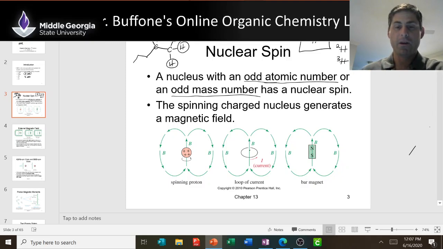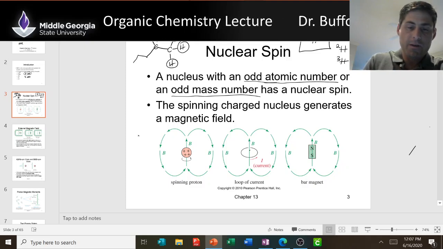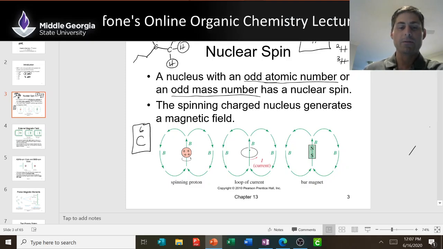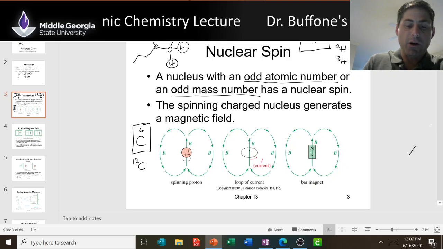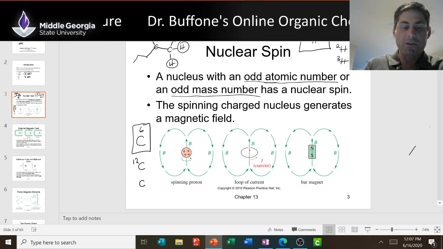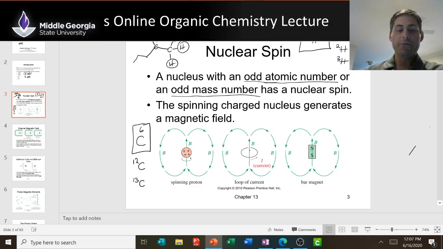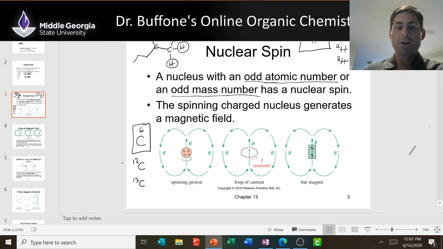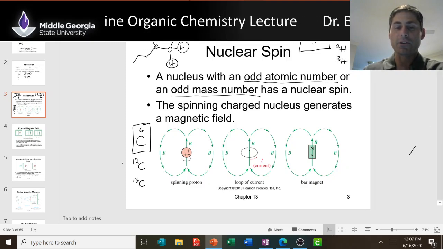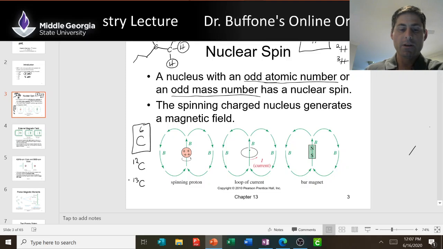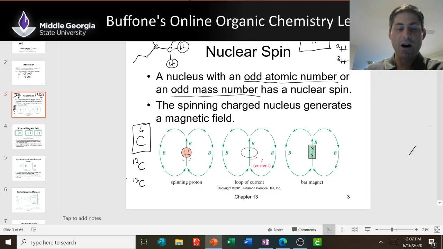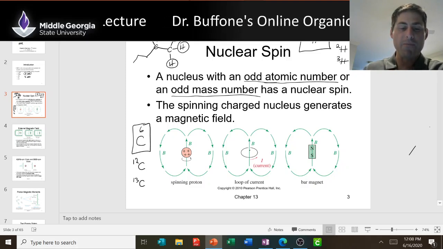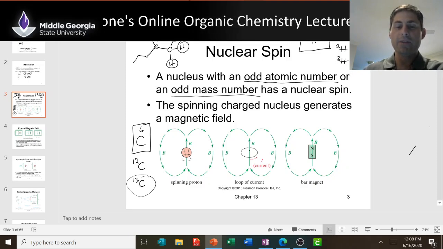If you look at carbon, and I'm going to put carbon down here, it has an even atomic number. And there are some isotopes of carbon. There's C12, that's the most abundant of the carbon isotopes. And there's C13. Well, if you're a C12 atom, you have both an even atomic number and an even mass number. So C12 atoms do not have nuclear spin, but C13s do. C13s have an even atomic number, but an odd mass number. And because it has an odd mass number, it has nuclear spin, and we can get a signal from that type of nucleus in the NMR.